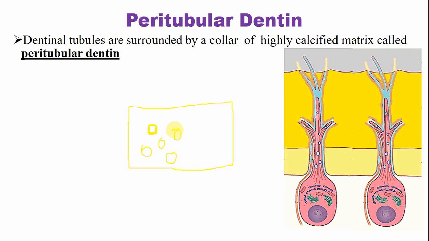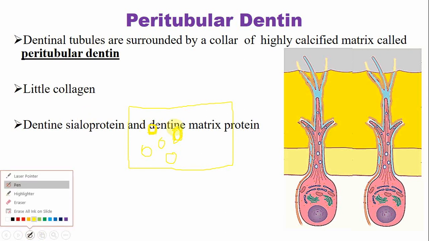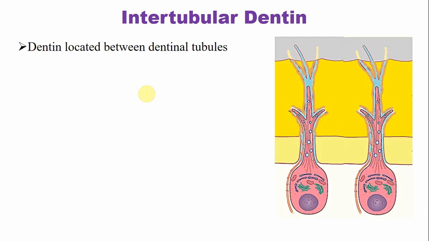Again, this dentin that is surrounding the dentinal tubule is the peritubular dentin, and it is more mineralized. So the peritubular dentin contains little collagen fibers, and it contains more dentin sialoprotein and more dentin matrix protein. So the amount of collagen is less, and there is more dentin sialoprotein and dentin matrix protein. Now, intertubular dentin. So dentin that is present in between the dentinal tubules is the intertubular dentin.